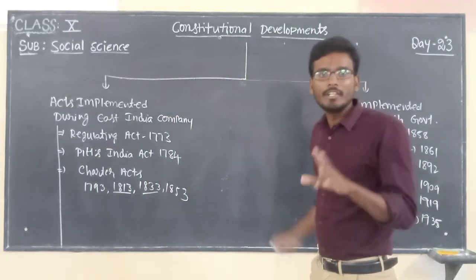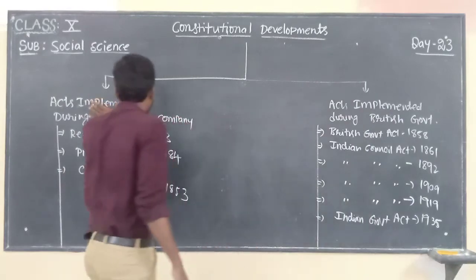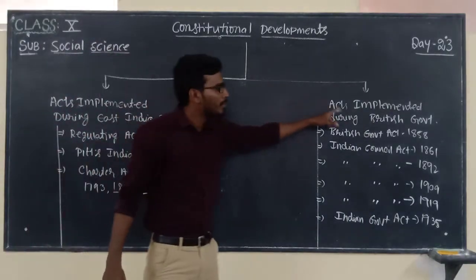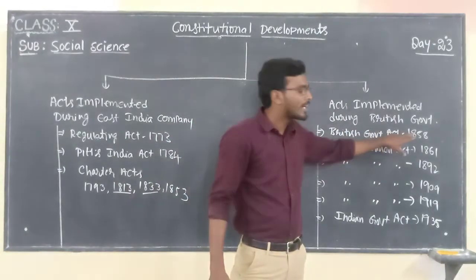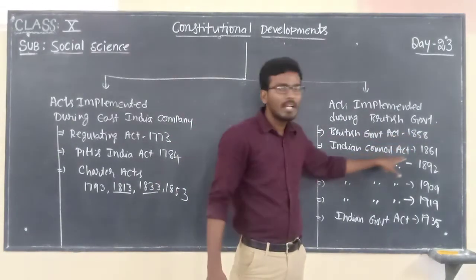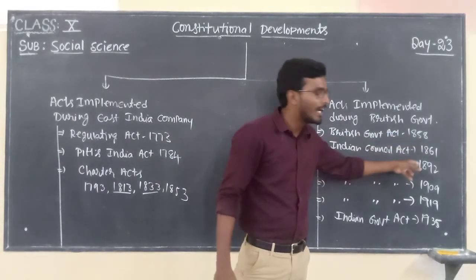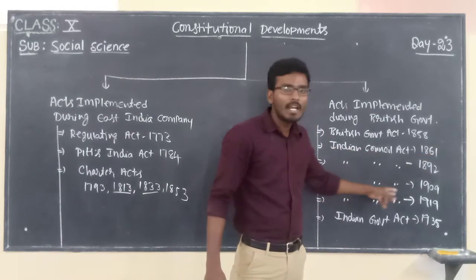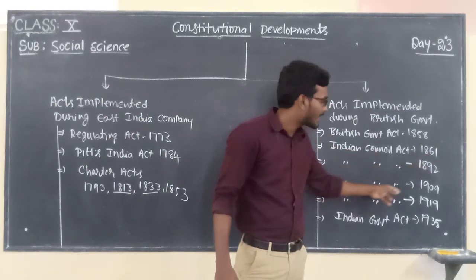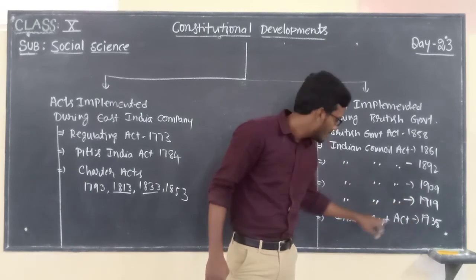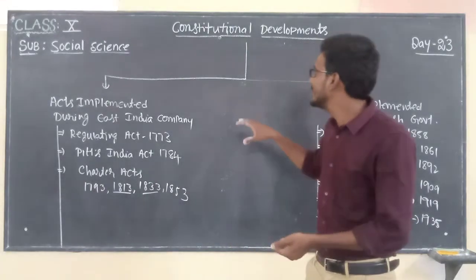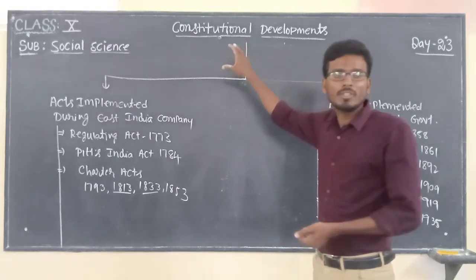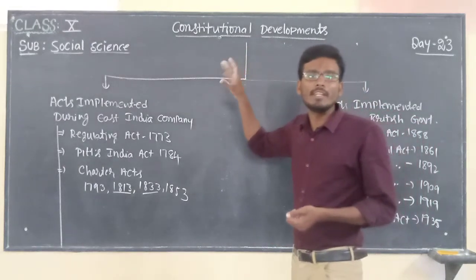You can classify it into two, right? Acts implemented during East India Company, and acts implemented during British rule. During British rule: British Government Act 1858, Indian Council Act 1861, Indian Council Act 1892, Indian Council Act 1909, Indian Council Act 1919, and finally Indian Government Act 1935. So this is the basic structure of the constitutional development that takes place in India.